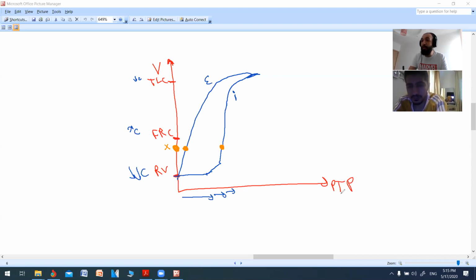I need more PTP in what part? In inspiration or in expiration to reach this volume? Inspiration. That means it's harder. It's more difficult to expand an alveoli to a certain volume than to keep it on that certain volume. You understand? Why? Because you are fighting against the recoil and against the surface tension while you try to reach it. So that's why you need more PTP for a volume.